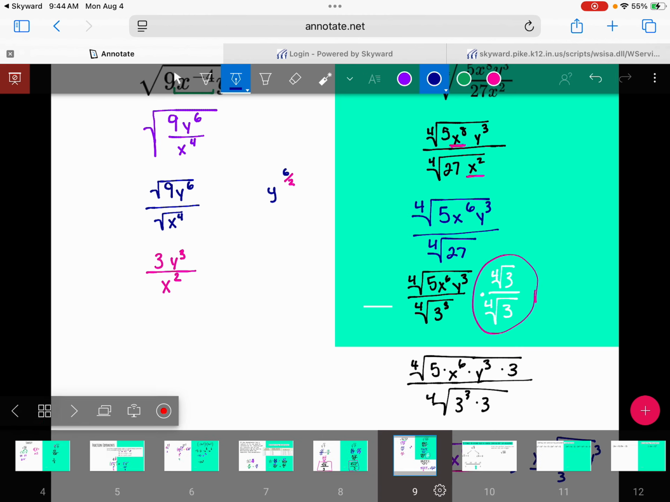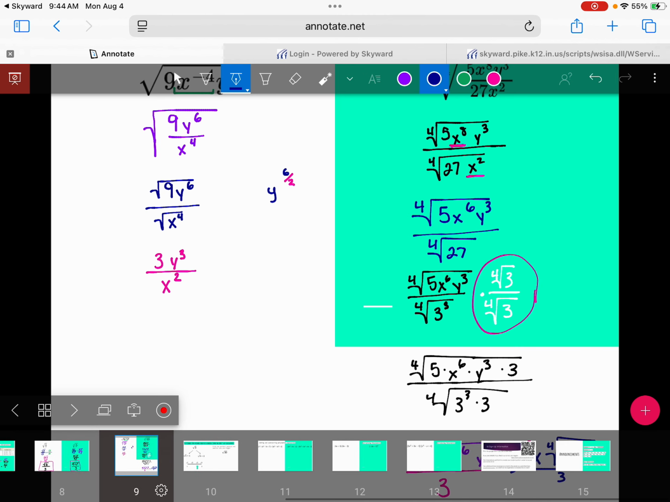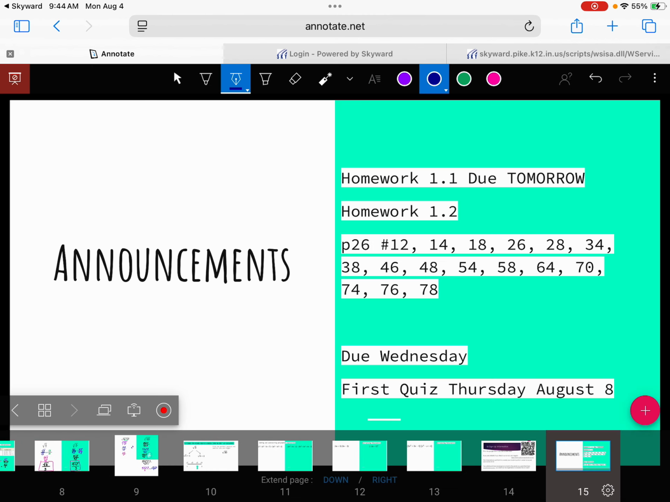Okay? So I'm going to put up our announcement page. Homework 1-1 is due tomorrow, so make sure you're working on that. Here's the numbers for homework 1-2. That is over the exponents and the radicals and rationalization. And then tomorrow we're going to start looking at some polynomials funness, and we'll touch on the radicals just a smidge more.